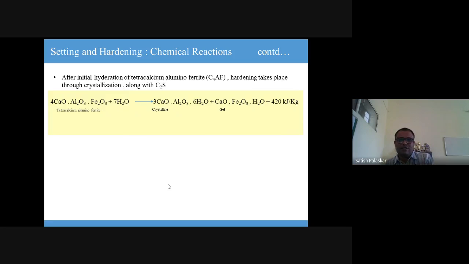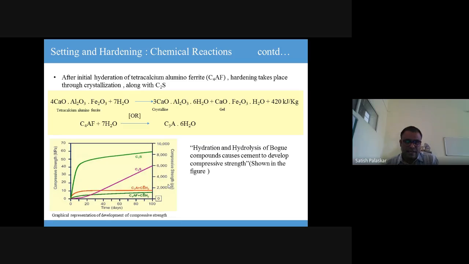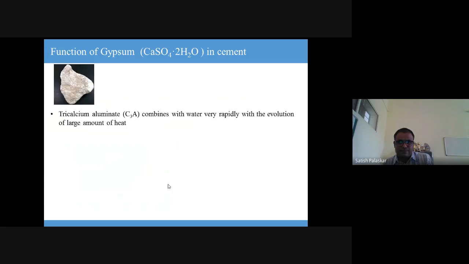After initial hydration of tetracalcium aluminoferrite, hardening takes place through crystallization along with C2S. That reaction continues, and that gel will continue to form. See here, the hydration and hydrolysis of different compounds cause cement to develop compressive strength.